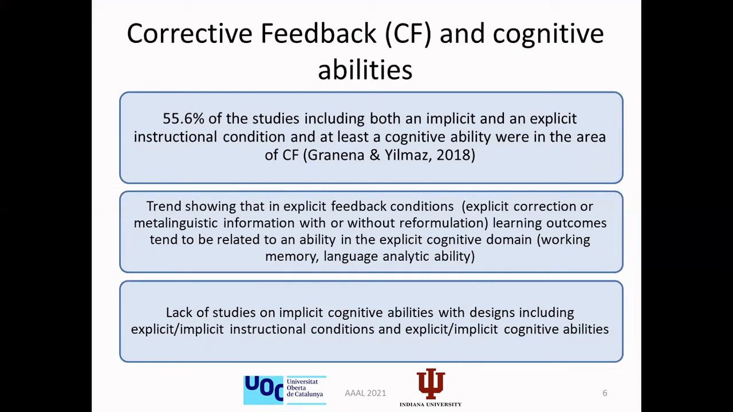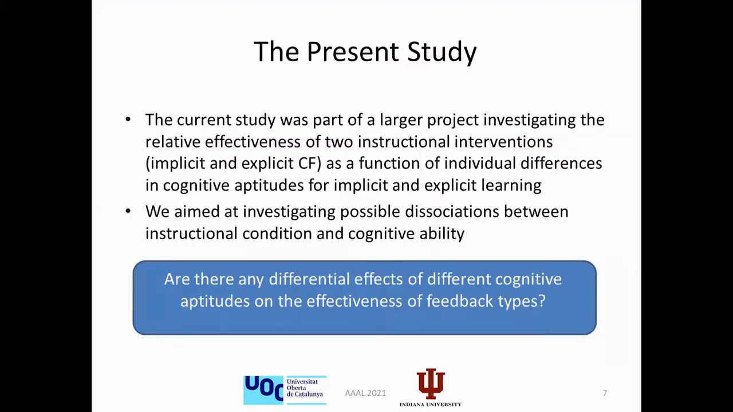We also pointed out the need for studies including implicit cognitive abilities and especially designs including explicit-implicit instructional or learning conditions and explicit-implicit cognitive abilities. The study we are reporting on was part of a larger project aimed precisely to investigate the relative effectiveness of implicit and explicit corrective feedback as a function of individual differences in cognitive aptitudes for implicit and explicit learning. The research question that guided the study was the following. Are there any differential effects of different cognitive aptitudes on the effectiveness of different types of feedback?